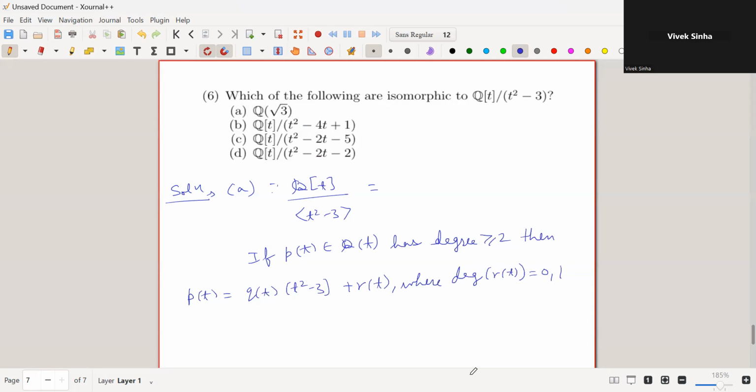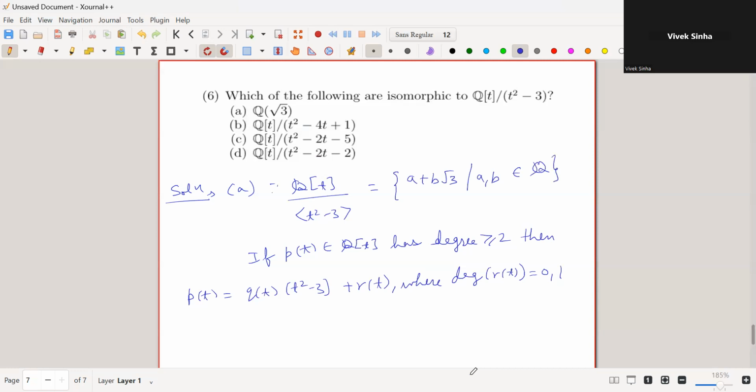You just use the Euclidean division algorithm over this ring. So if you do the modulo thing, then this part is 0 and you are just left with r(t). So this ring has classes of the polynomials with degree 0 or 1 only, right? And this is same as saying that these are the polynomials of the form a plus b root 3 such that a, b belong to Q.